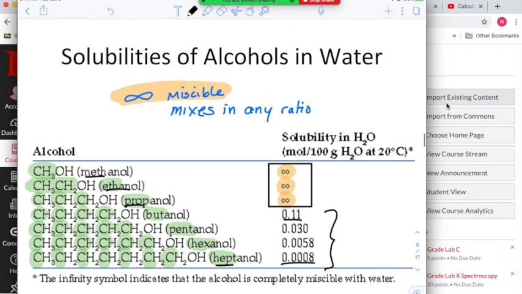So what I wanted to show you here on this PowerPoint slide, in addition to reviewing your prefixes with you, was just that the longer the tail is, the less soluble it will be in water. All right, so questions on anything so far?